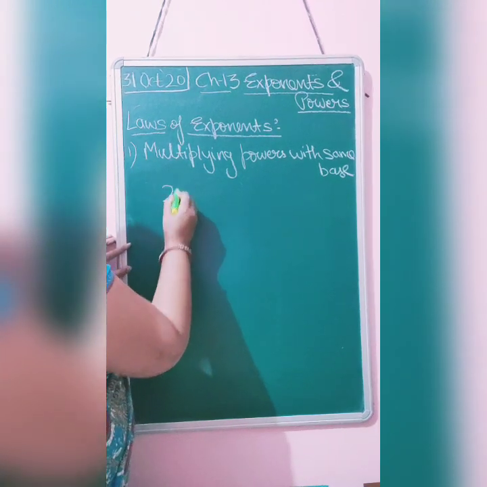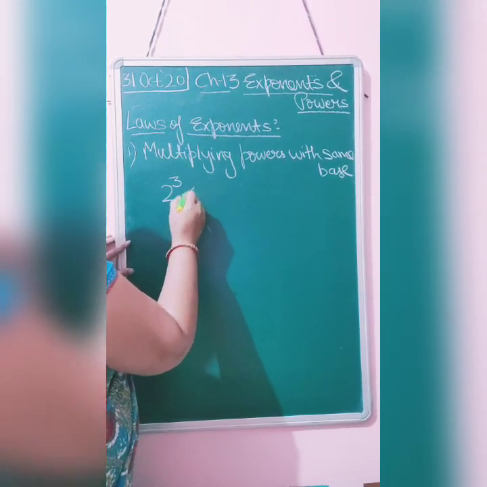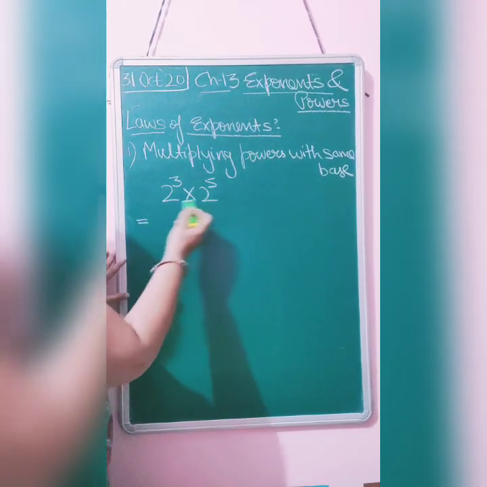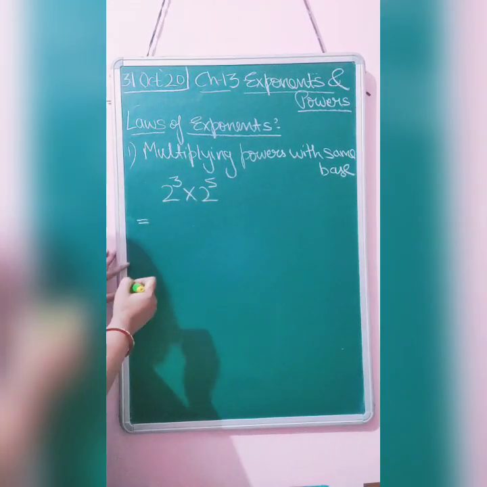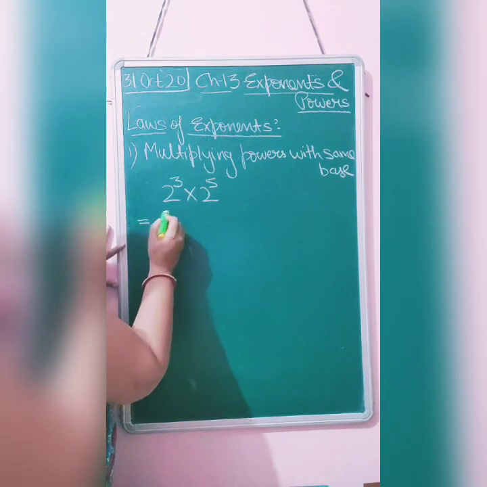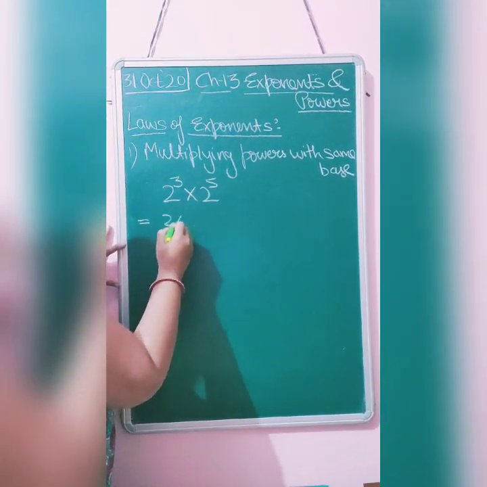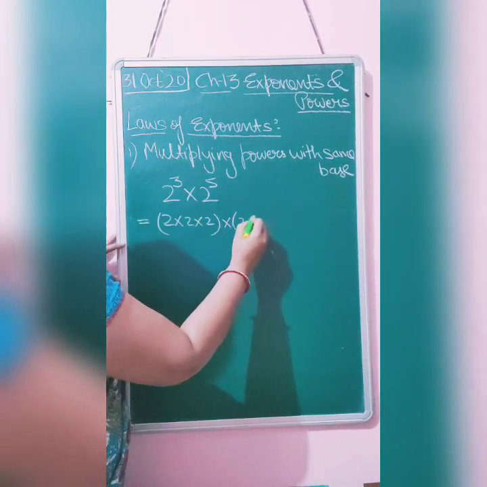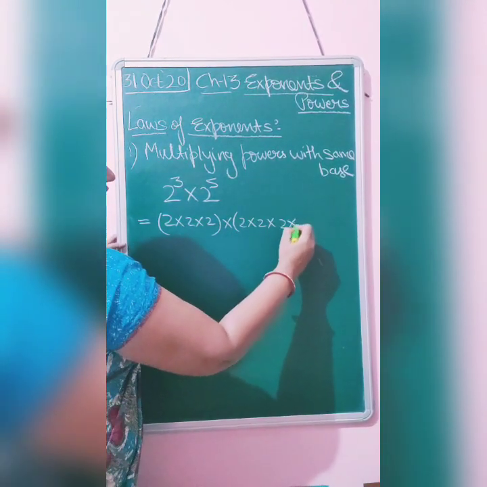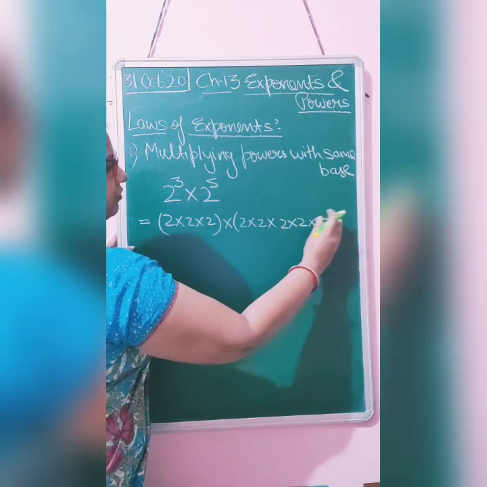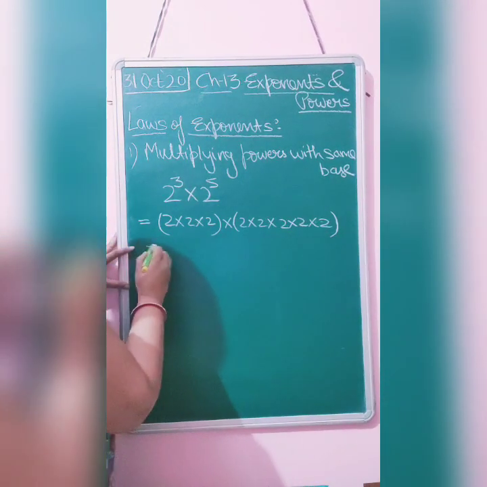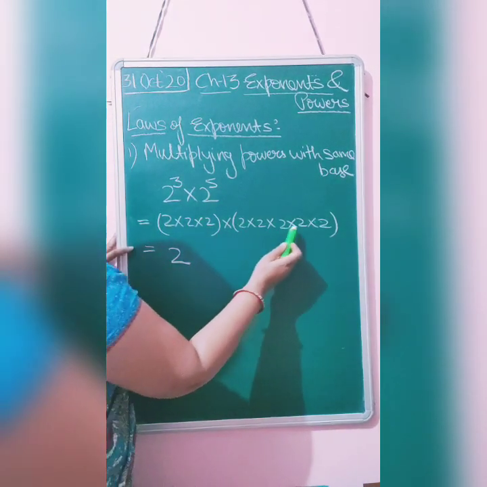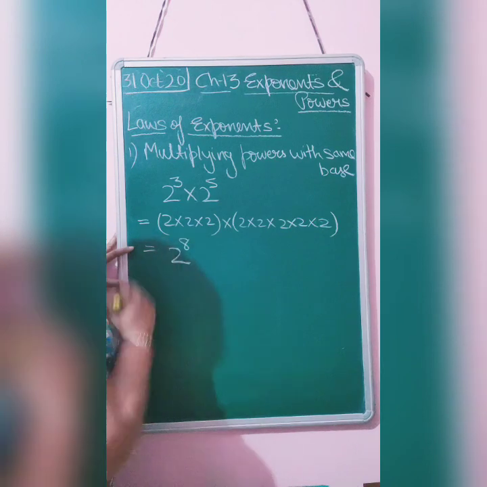Suppose we have 2 ki power 3 into 2 ki power 5. That means the base is the same and the powers are different, and we want to multiply. So what is the rule? First we will expand this, 2 three times and then 2 five times. So we will get 2 how many times? 1 2 3 4 5 6 7 8. We get 2 eight times.